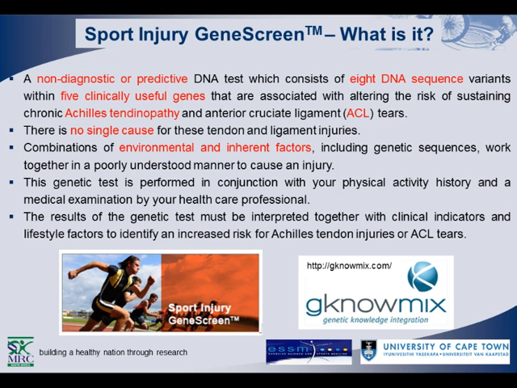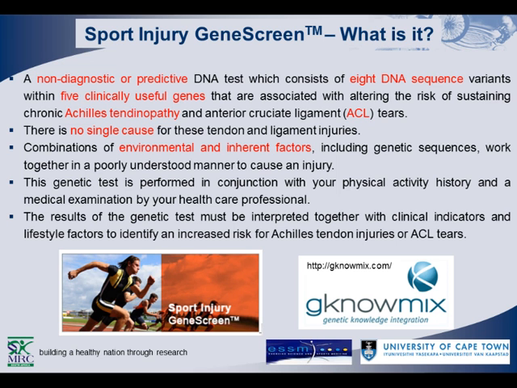However, the sports injury gene screen is not diagnostic. It's also not predictive. It consists of 8 DNA sequence variants within 5 clinically useful genes, and they collectively, with all the other risk indicators, can be used to identify or stratify the individual into certain risk categories.